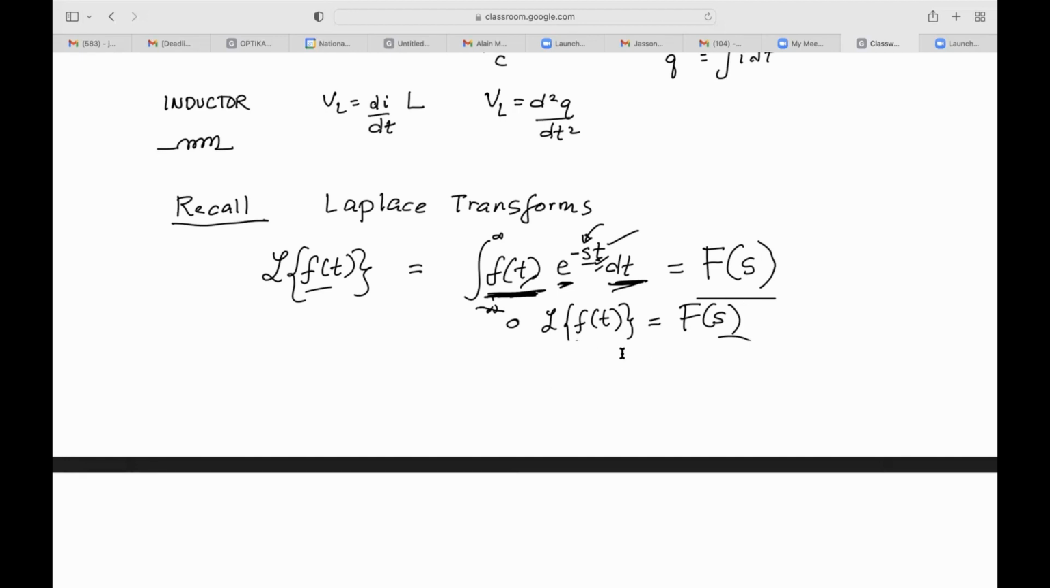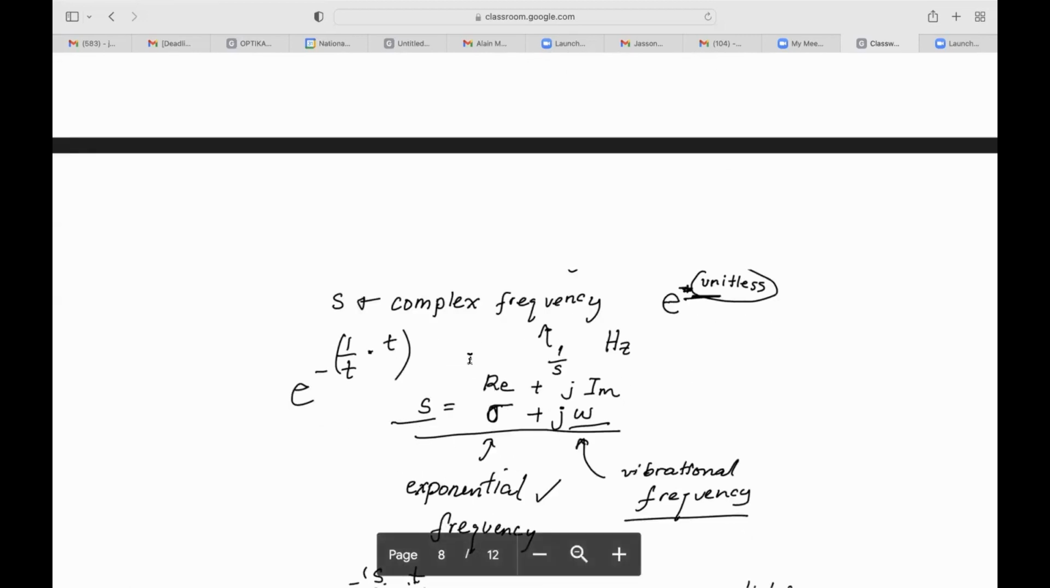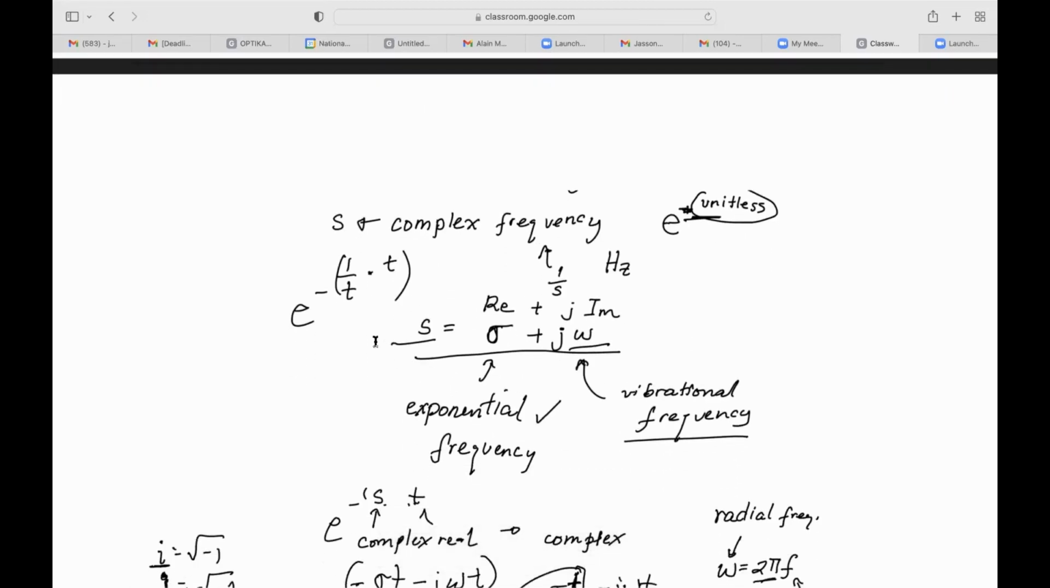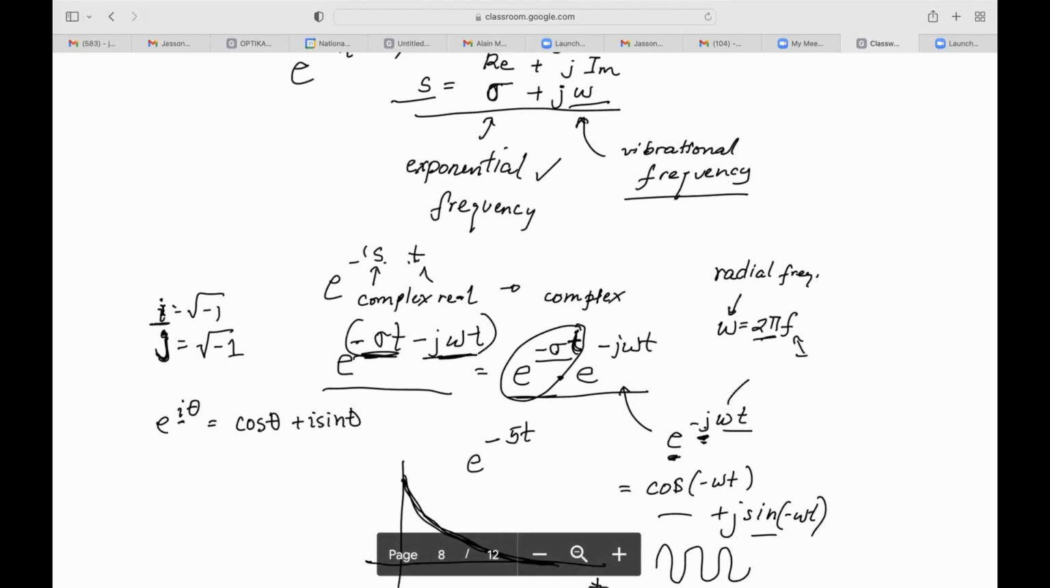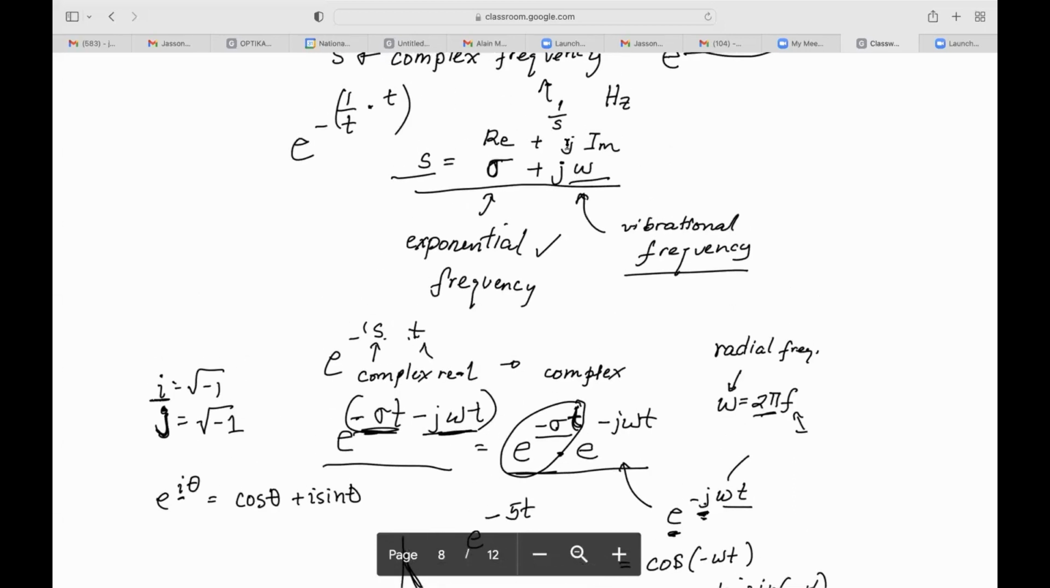Once again, please remember, s is a complex frequency. s has units of 1 over time. s has exponential and vibrational or radial frequency components, the real part and the imaginary part. Remember also that we use the imaginary number i, right? But in our case, i has a special meaning. It's the current. So when you talk about electronics, don't use i. We will use j to denote the square root of -1 from now on.